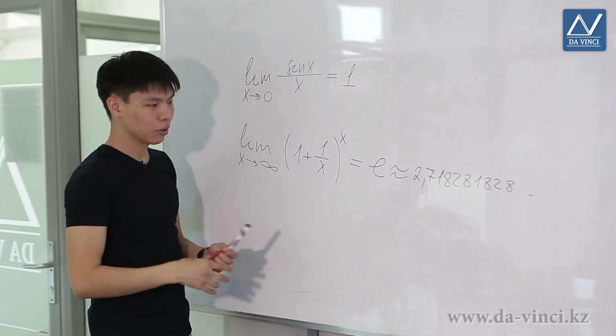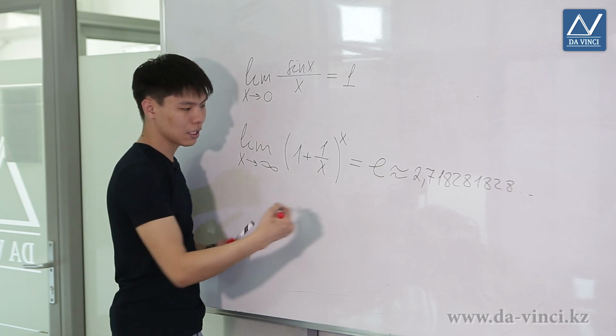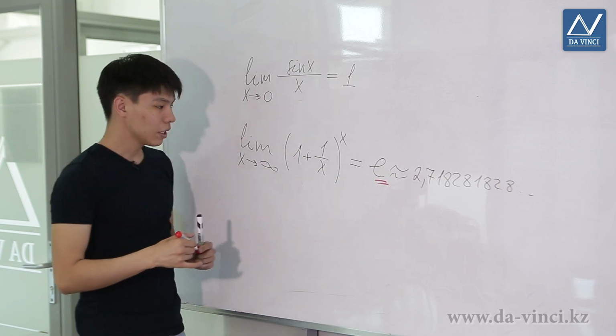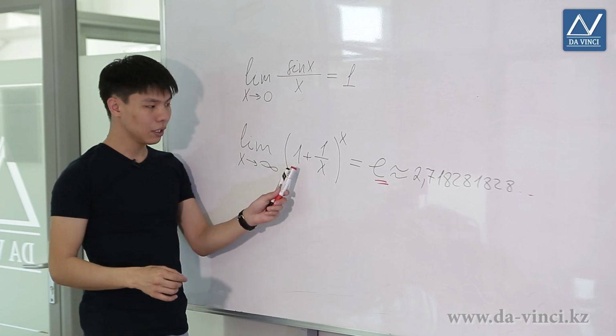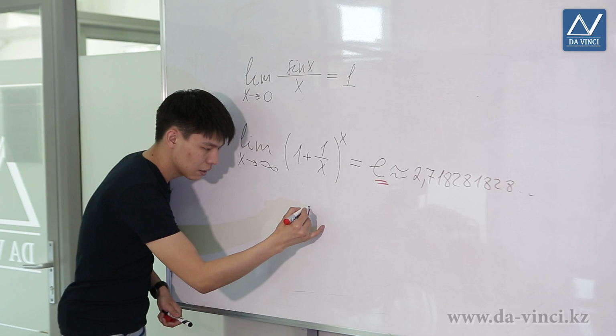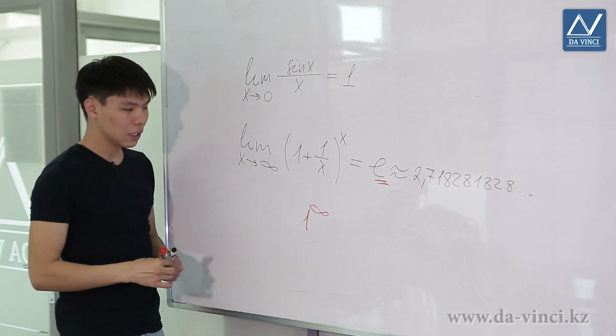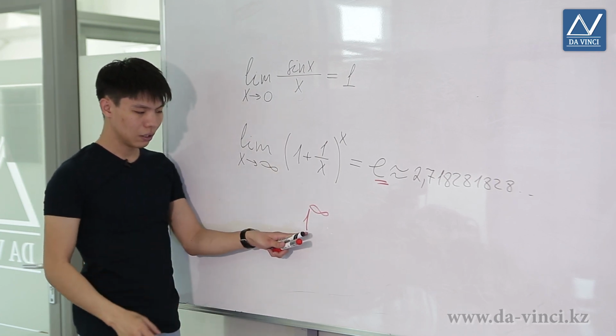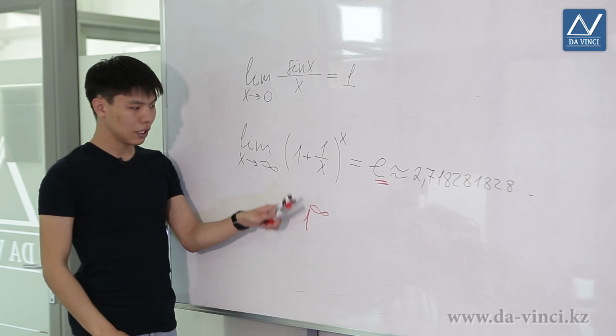But in most cases, we won't use an approximation. We will just keep the letter e. It is also worth noting that the second remarkable limit helps us to reveal the indefiniteness of the form 1 to the power of infinity. That is, if we have such an indefiniteness, then most likely we need to apply this wonderful limit.